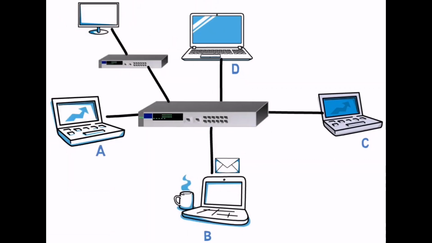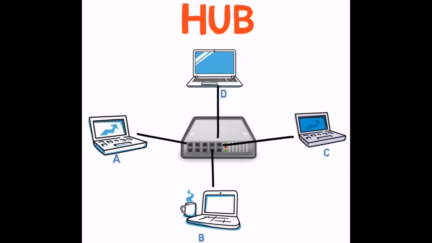Because of this half duplex limitation and the flooding of data to all devices, a hub network will only allow one device to communicate at any one time. If more than one device communicates at the same time, a collision occurs and the data does not go through. Because of this, all the devices connected to a hub are said to be in the same collision domain.